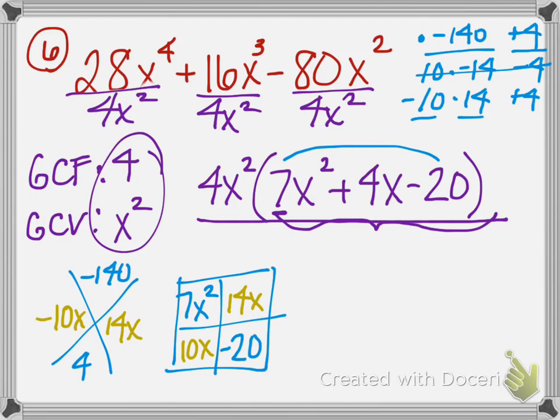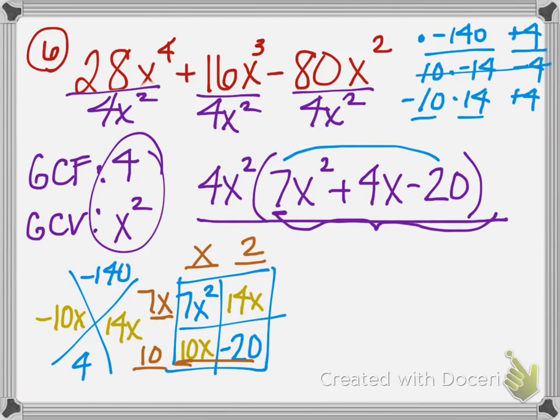And I finish off my factoring. So factor out, greatest common factor of 10x and negative 20 is a 10. Greatest common factor of 7x squared and 14x is a 7x. 7x times x will get me the 7x squared in that first box, and 7x times 2 will get me the 14x, and let me just check this out.